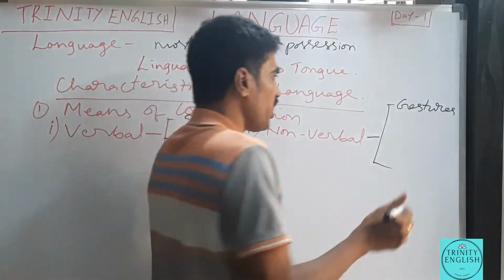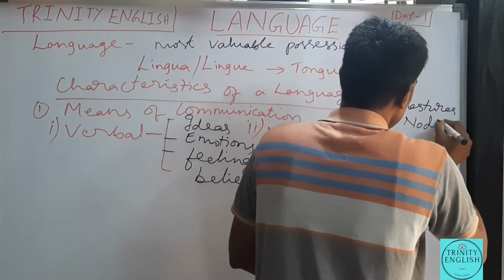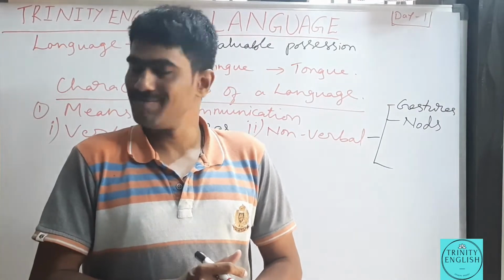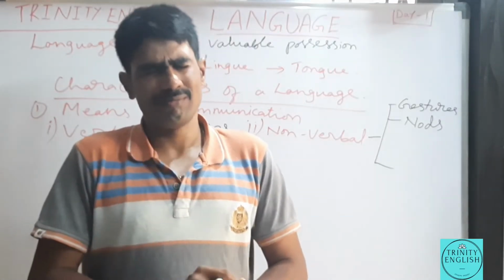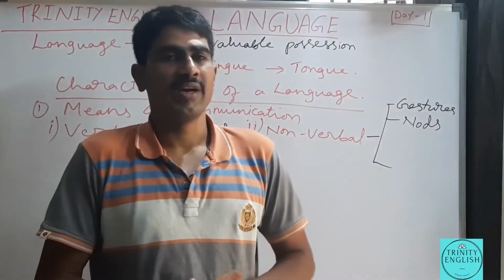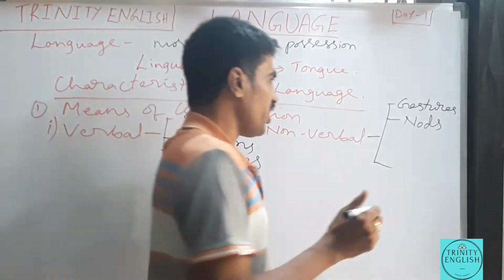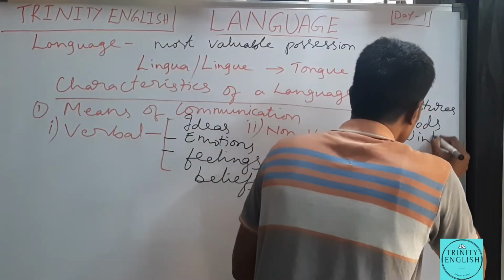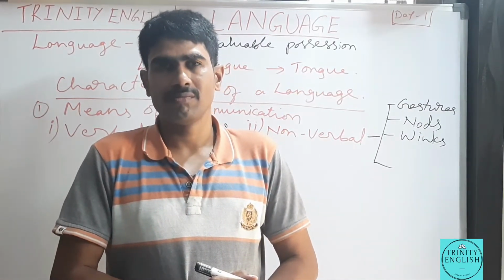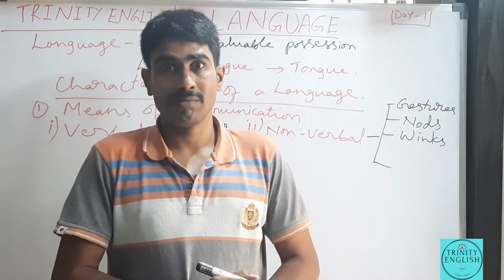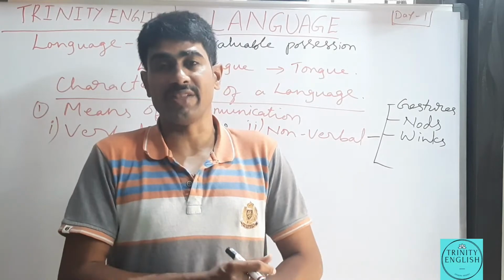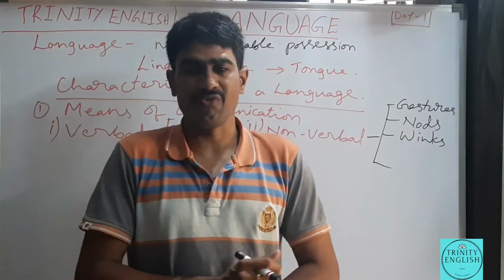And next one is nods. We nod. There are so many feelings, so many nods under non-verbal language. And the next one we take is winks, winking of the eyes. When we are angry, we open our eyes wide and try to frighten the other person. All these come under winks.